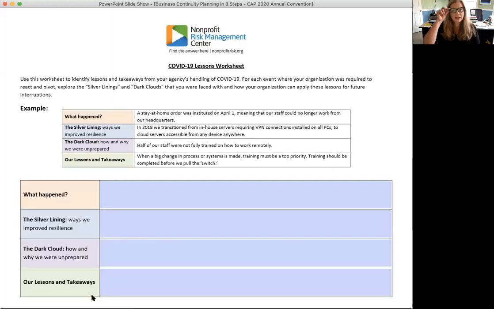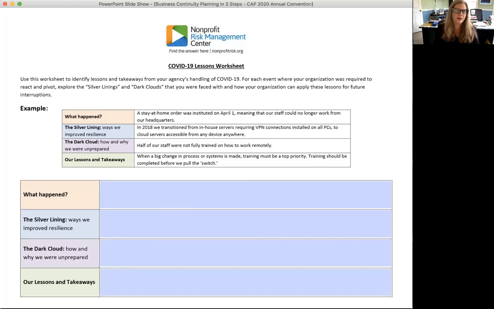We've also created a COVID-19 lessons worksheet. It's also a fillable PDF. And we thought that it's such an important time to step back and reflect on some of the lessons and insights from how your agency has coped and handled and operated in the face of a global pandemic. And so we've created this worksheet. It starts with what happened, and you can indicate any aspect of COVID-19 that your organization experienced.